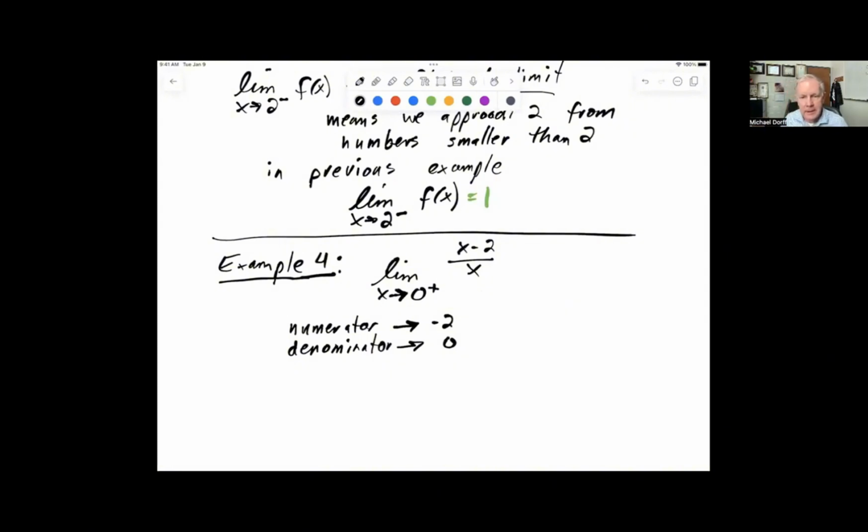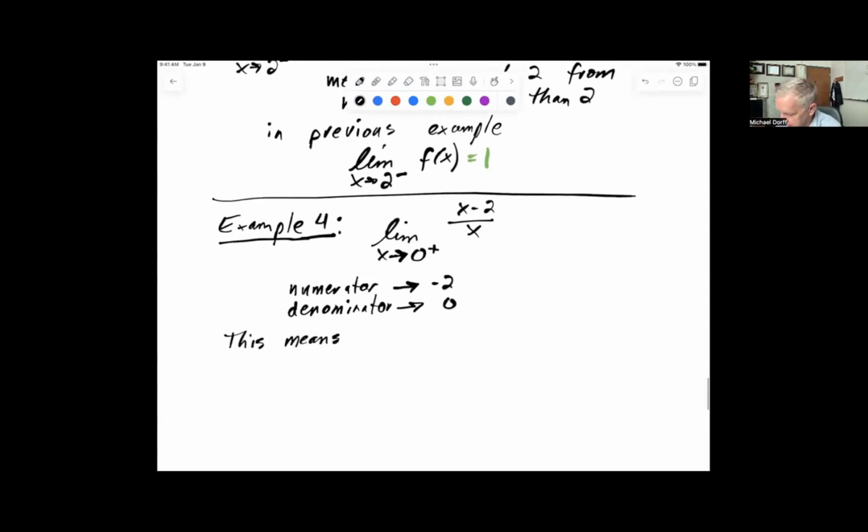Anytime you have a limit where you have a non-zero number over 0, you have three possibilities. The limit, in this case, as x goes to 0 from the right, of (x minus 2) over x could equal one of the following three: infinity, negative infinity, or does not exist. DNE, sorry, does not exist.